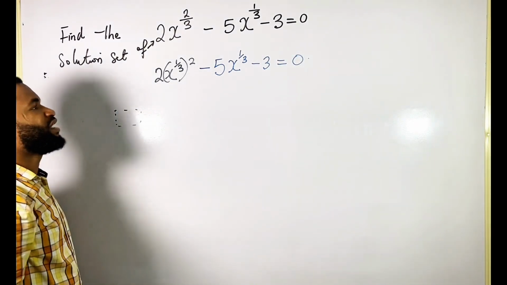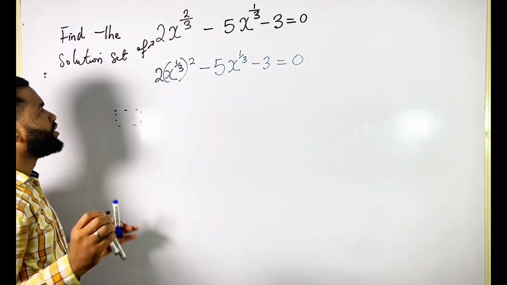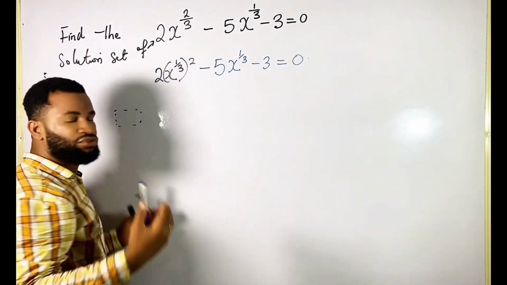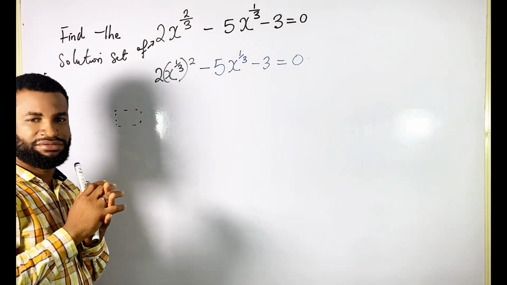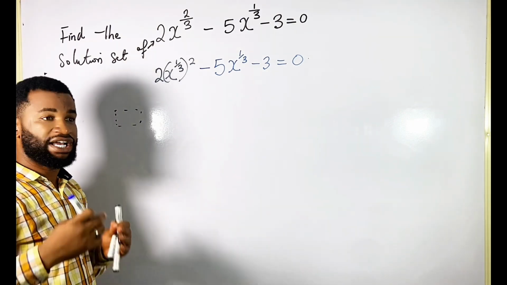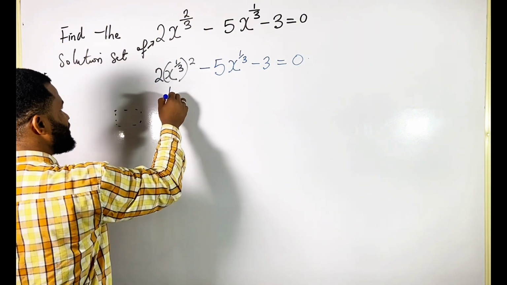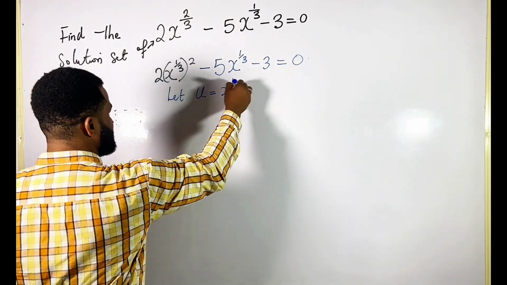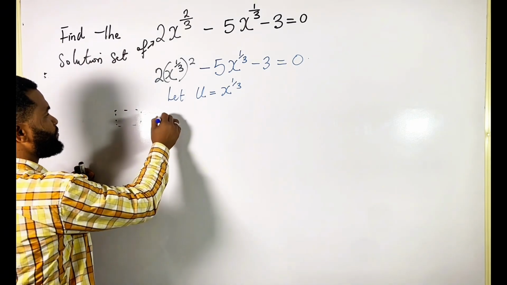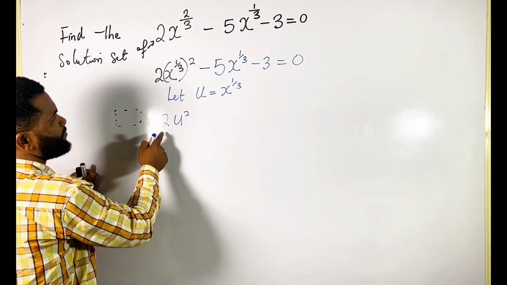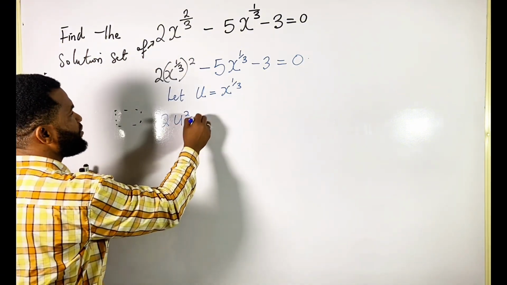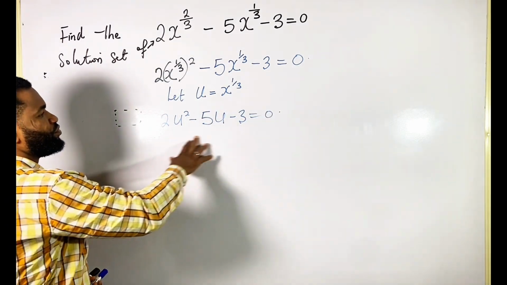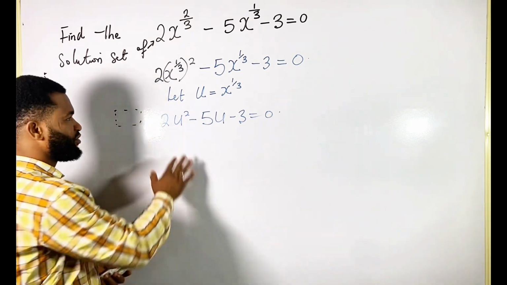and this is equal to 0. Alright, at this point, I am seeing a uniformity. Uniformity is that x raised to power 1 over 3 is here, and x raised to power 1 over 3 is also here. So I am going to substitute it in order to bring down the complexity of this question to the one I can quickly handle. So I'm going to say, let u equal to x raised to power 1 over 3. So in that case, I'm going to have 2u squared, because this is squared, minus 5u minus 3 is equal to 0. So at this point, I'm going to solve for quadratic equation because this is a quadratic equation.